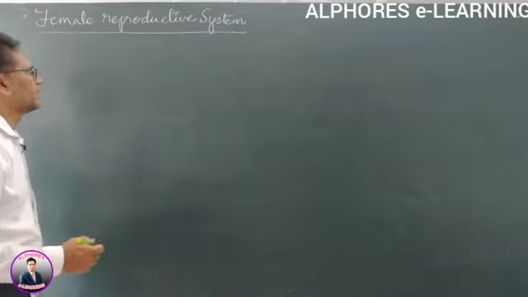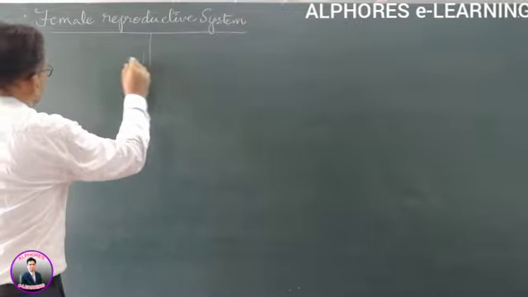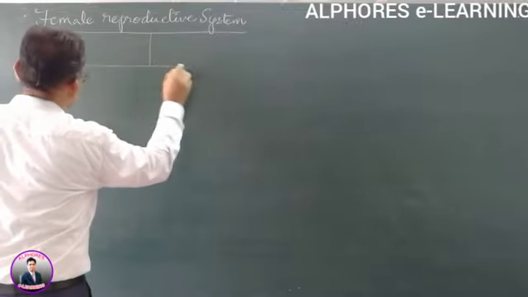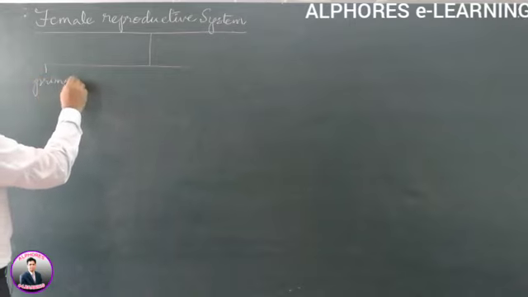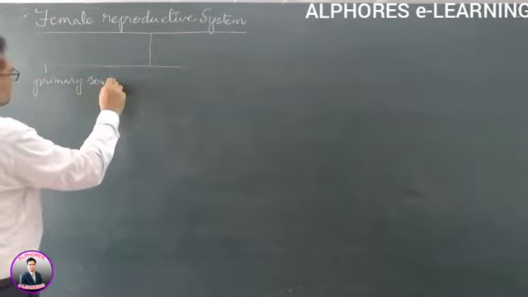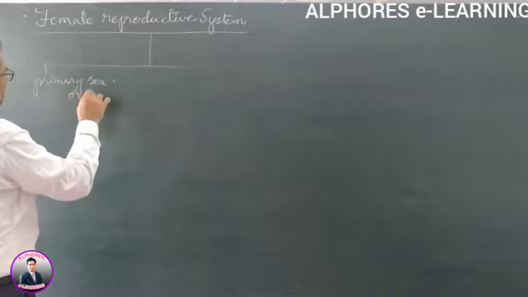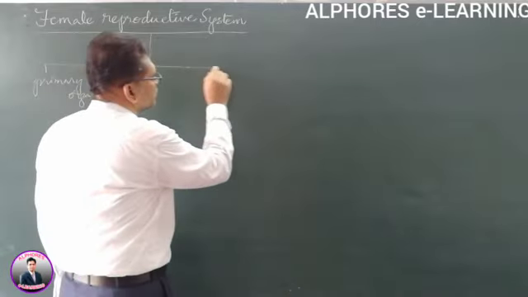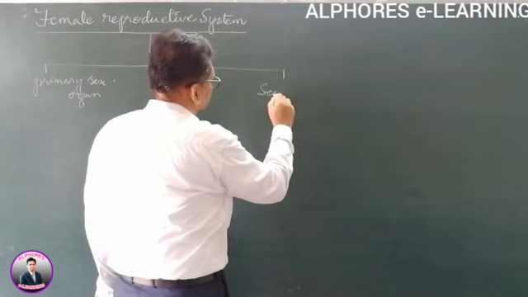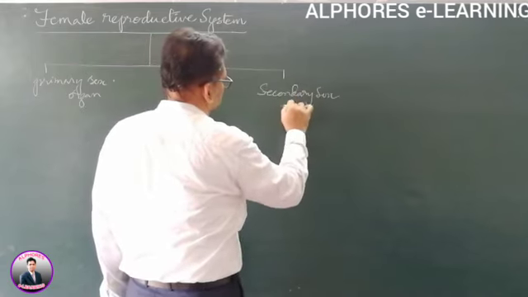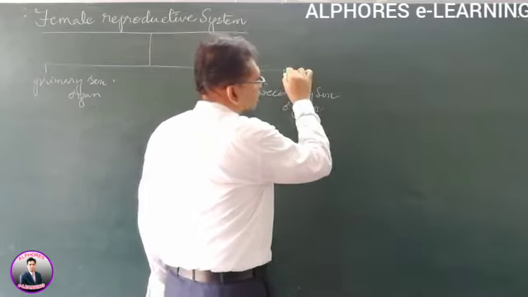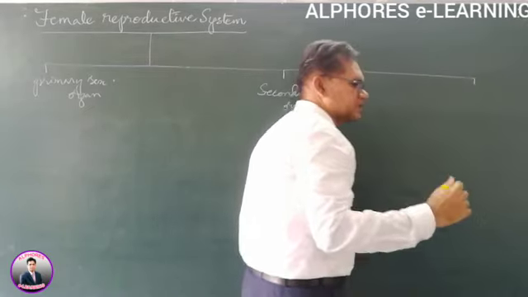Now here is the female reproductive system. It consists of the following parts. Here are the primary sex organs, secondary sex organs, and female external genitalia.